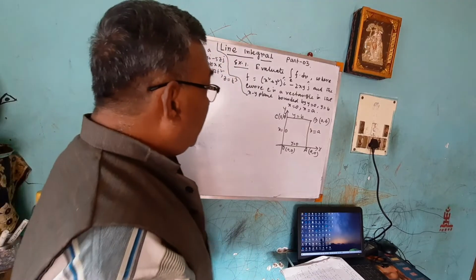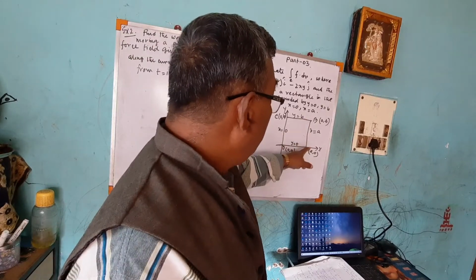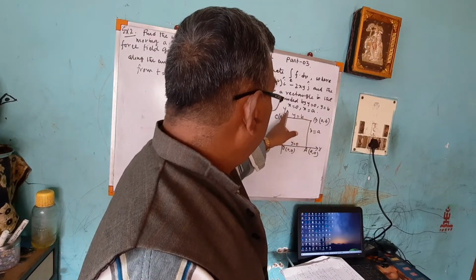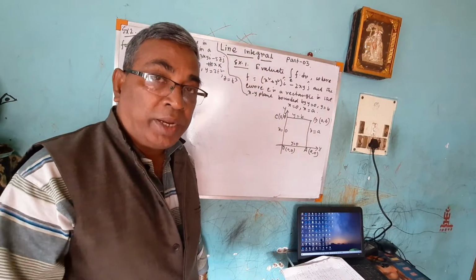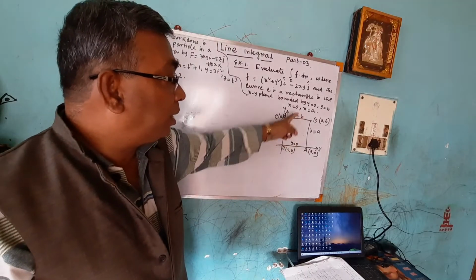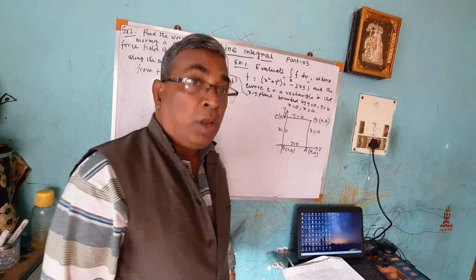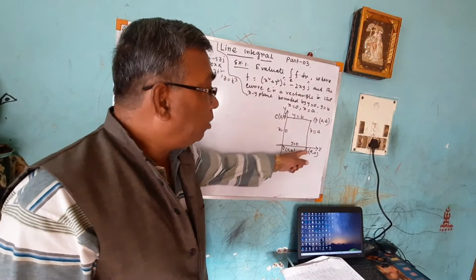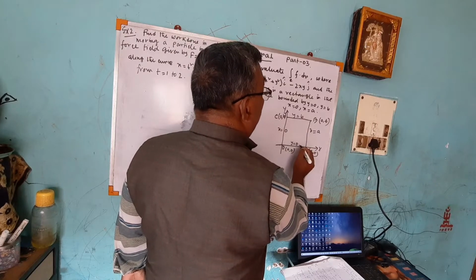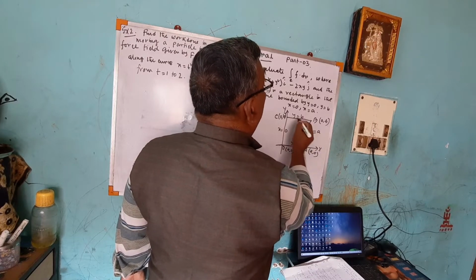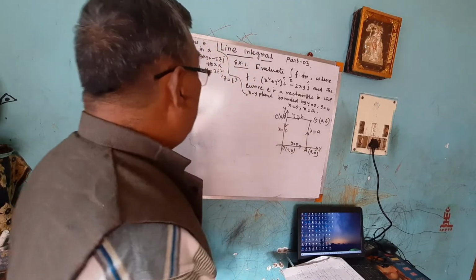Now there are 4 lines of this rectangle, that is OA, AB, BC, CO. In line integral, as many lines, that many integrations. 4 lines are there, so 4 integrations will be there. And we have to traverse in the anti-clockwise direction, starting with O: along OA, along AB, along BC, along CO. One by one I will solve it.